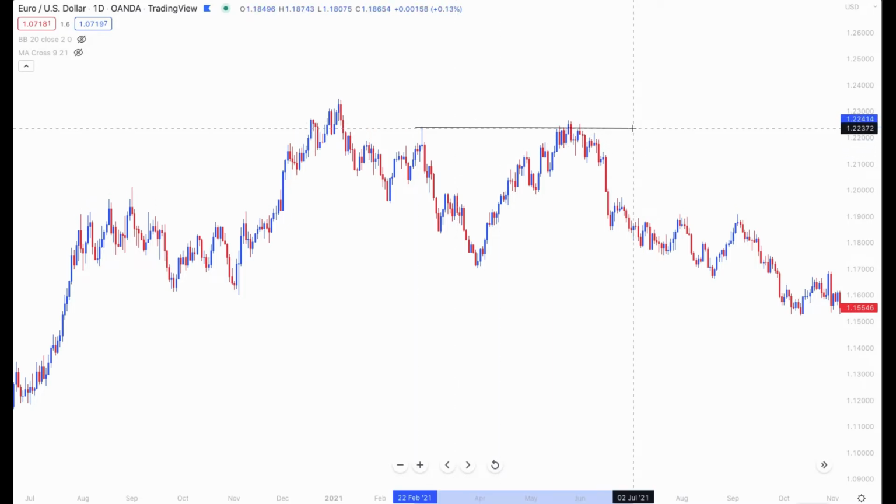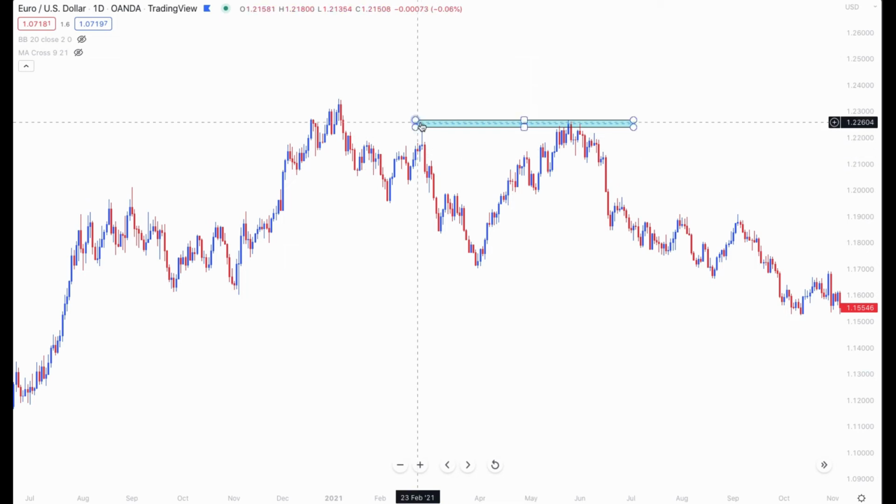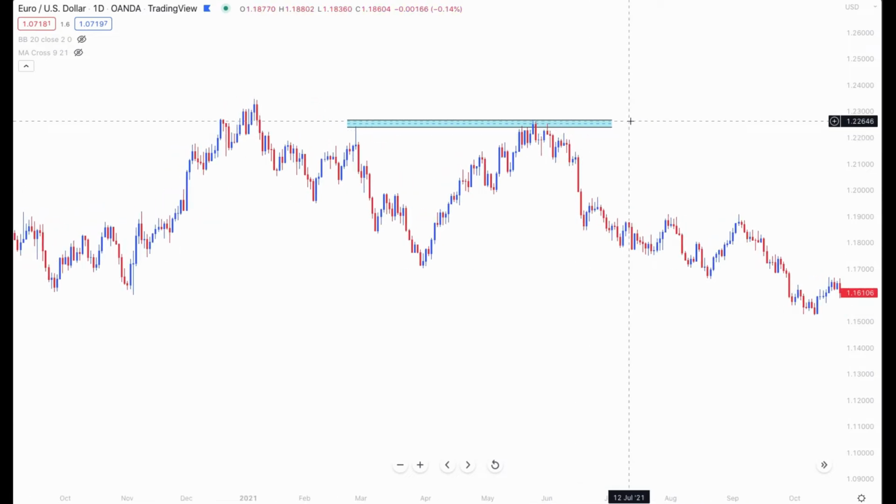Because once I have my zone, I can see that within this zone is our resistance. Now it's clearer, right? Price comes up, retests into the zone, tests the zone once, comes back up and retests it a couple of times, right? So the resistance lies within this zone.